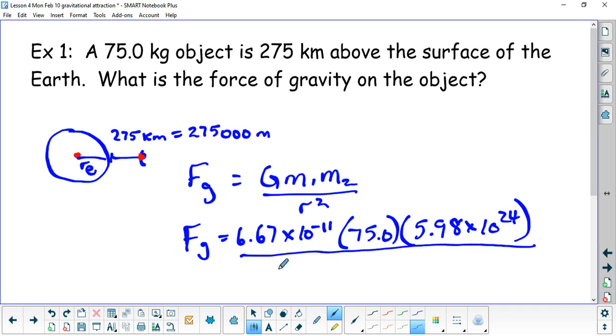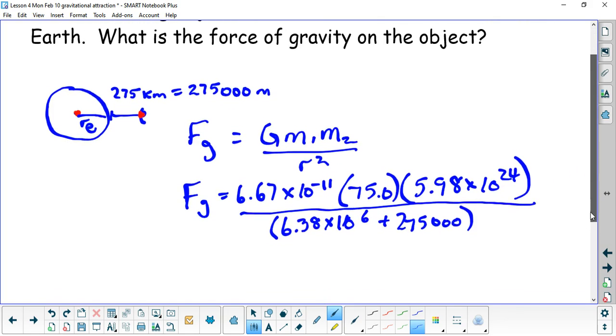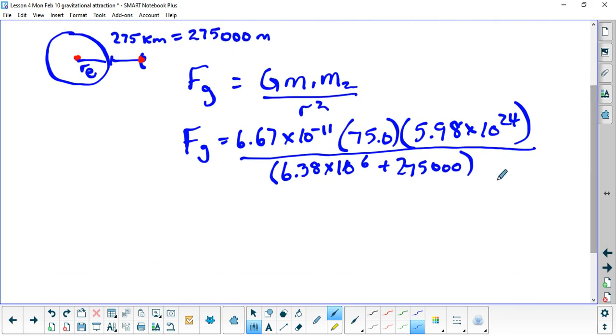And then I'm going to divide it by the radius of the Earth, again on the chart, plus my extra distance, right? The height above the Earth, that 275 kilometers or 275,000 meters. Don't forget, this value is squared. It won't work if I don't square it.